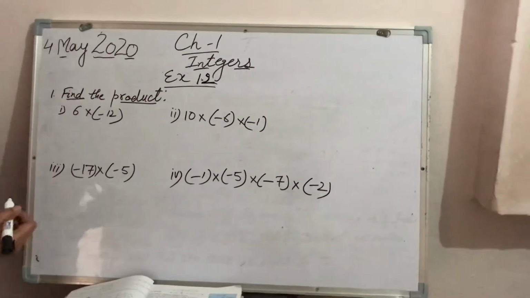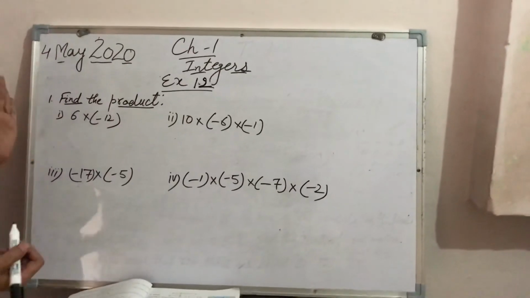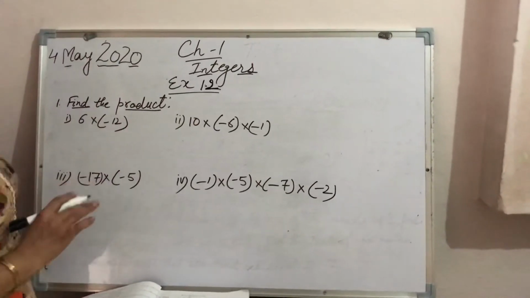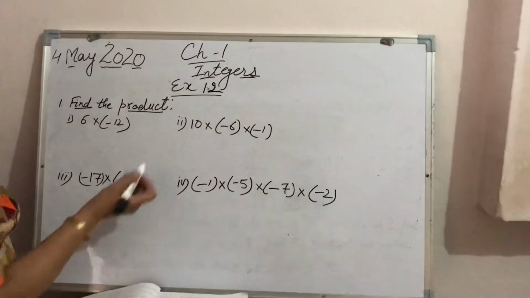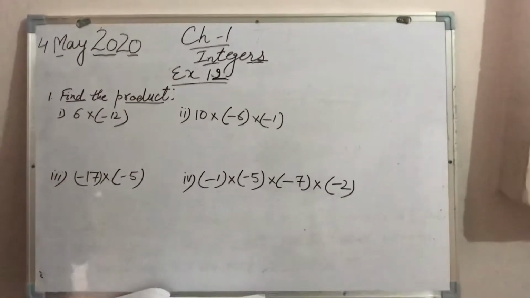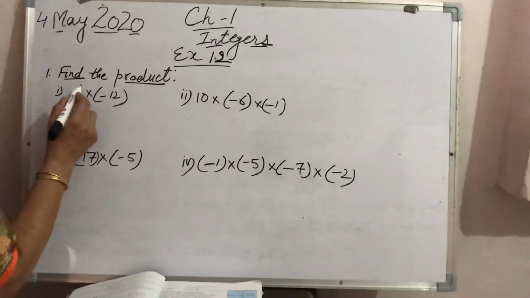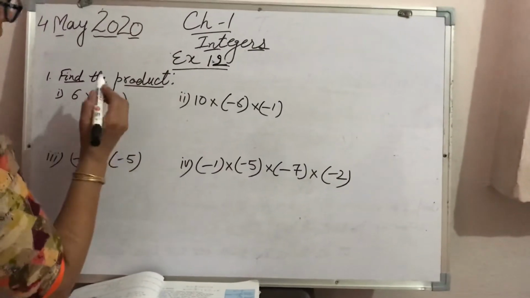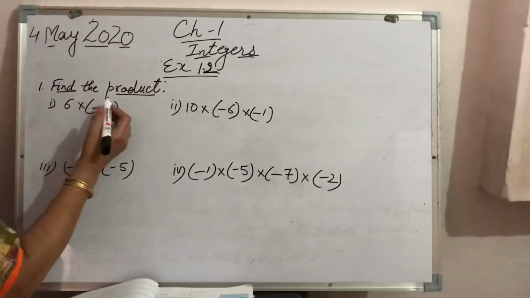We have completed exercise 1.1. I think you all have done this exercise. So today we are going to start exercise 1.2 of chapter 1. Now question 1, find the product. Product, you already know, multiplication.